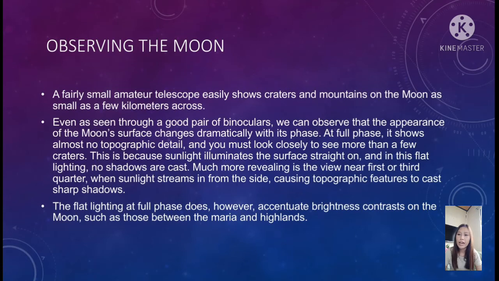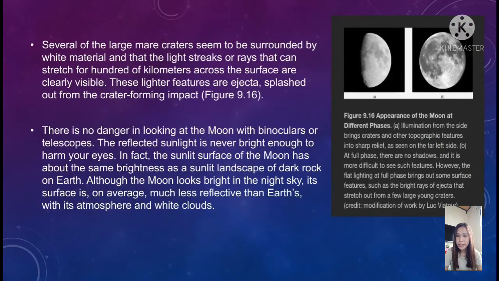The flat lighting at full phase does, however, accentuate brightness contrast on the Moon, such as those between the Maria and Highlands. Notice in figure 9.16 that several of the large Maria craters seem to be surrounded by white material in that the light streaks or rays that can stretch for hundreds of kilometers across the surface are clearly visible. These lighter features are ejecta, splashed out from the crater-forming impact.